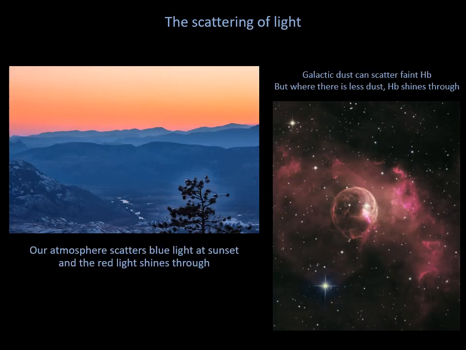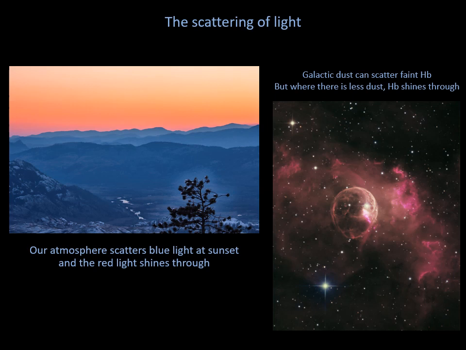Dust can attenuate hydrogen beta, much like the reddening of the sky at sunset, where blue light gets scattered by atmospheric molecules near the horizon. Likewise, galactic dust can scatter the fainter blue hydrogen beta light, leaving the red hydrogen alpha to dominate. This is also known as galactic reddening. But where there is less galactic dust in the region, hydrogen beta shines through, causing the nebula to appear more magenta, as you can see here in the Hubble Nebula.